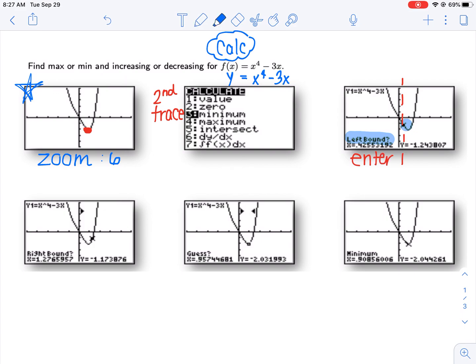When you do that, then a new command jumps out to you. It says right bound. Using the right arrow, move to the right of the point, your blinky dot, to the right, press enter. Then you'll get one last command that says guess. You need to press enter here. You're helping your calculator tell you that, yeah, this is where I want you to guess.